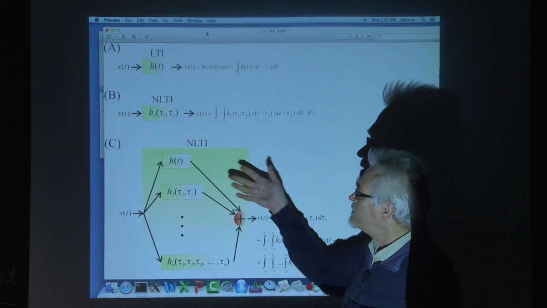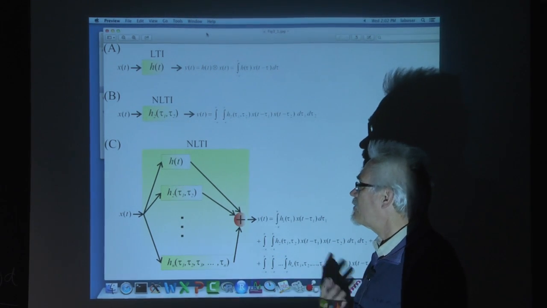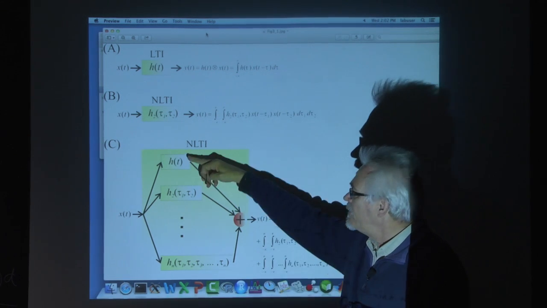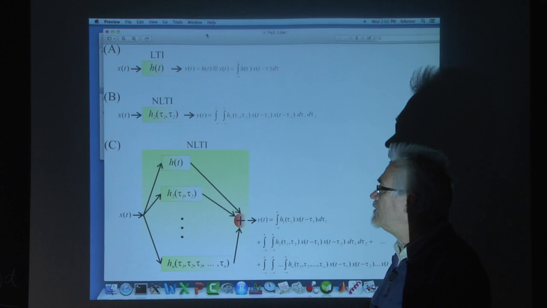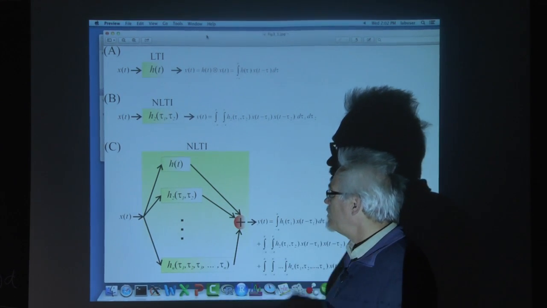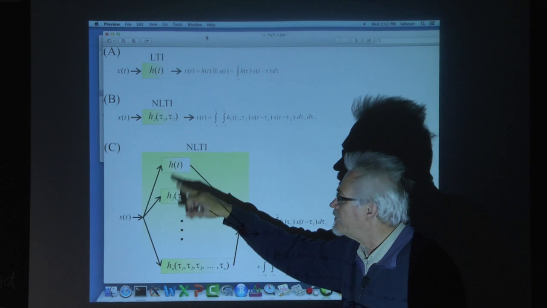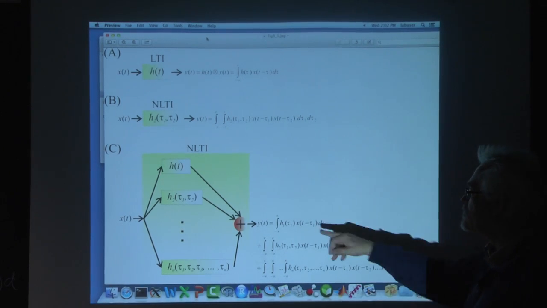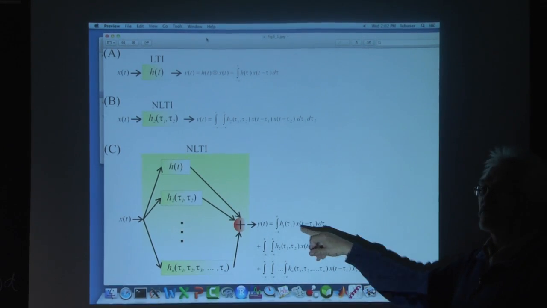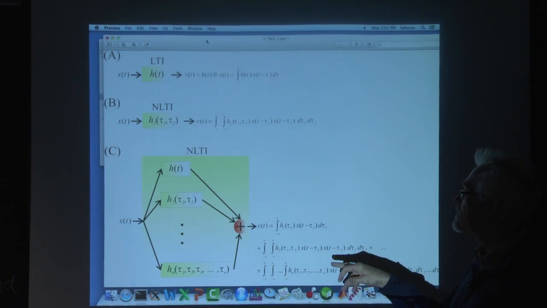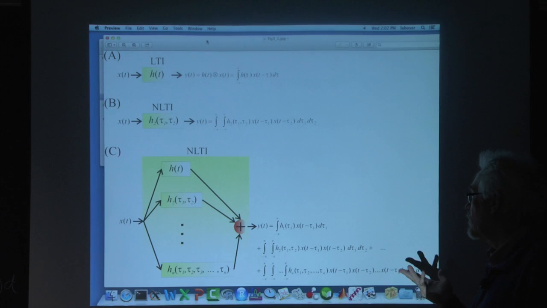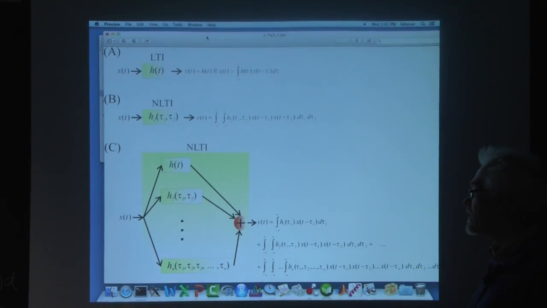And you can see that the NLTI filter is considered to consist of linear and second order and higher order components. It has some input. Every component creates a convolution-like term. Of course, the first order one is a very simple convolution. The second and third order one are convolutions with multiple copies of the input.